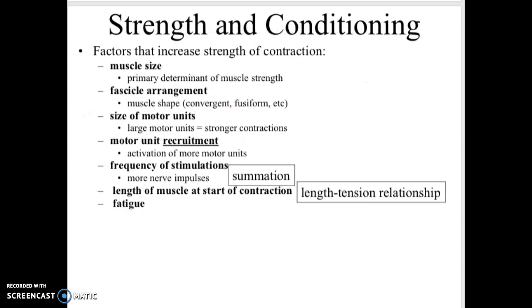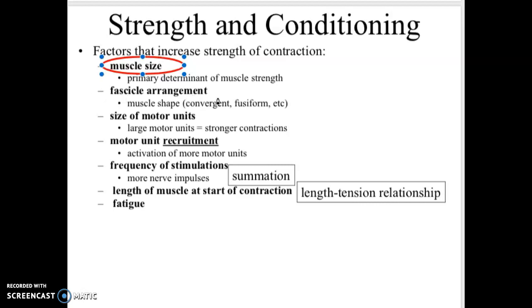Something that might be interesting to a lot of you is strength and conditioning. How strong and how fast muscles are able to move depends on many different factors. They're listed here. The biggest one is the size of the muscle. But as we all know, you've probably seen some really buff bodybuilders that look really huge, but their muscles aren't actually very strong. But generally, size is going to be the primary determinant.